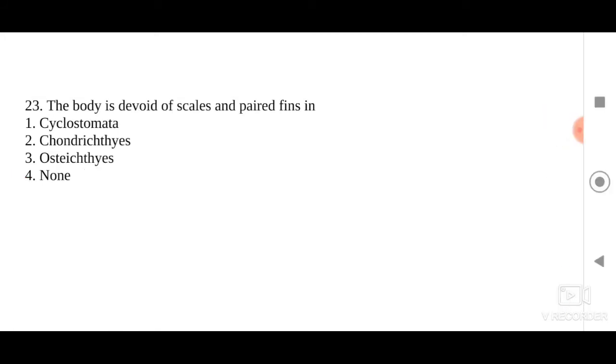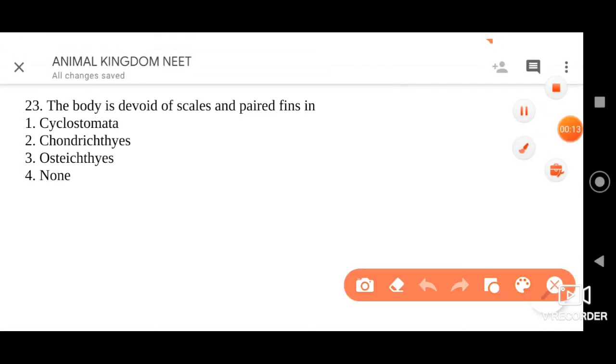The next question we have is, the body is devoid of scales and paired fins in. See here, the scales as well as the paired fins are absent. So where do we find these types of organisms? Either in the class Cyclostomata, or in Chondrichthyes, which is also a class, or Osteichthyes, which is also a class. Or whether we don't find them at all, so we need to identify.